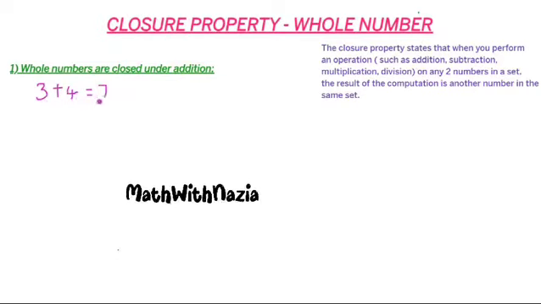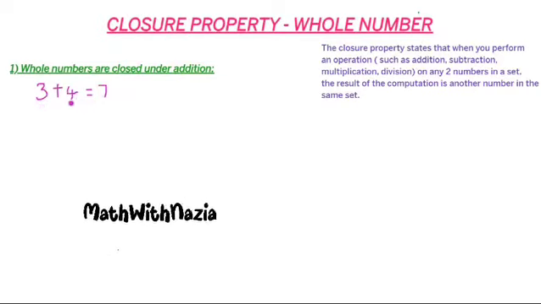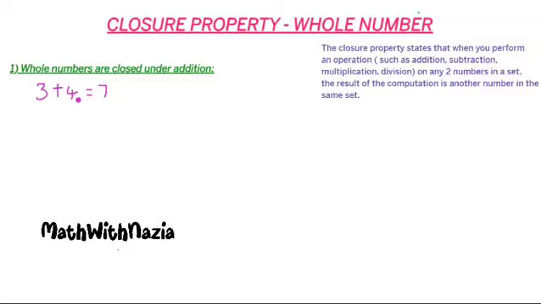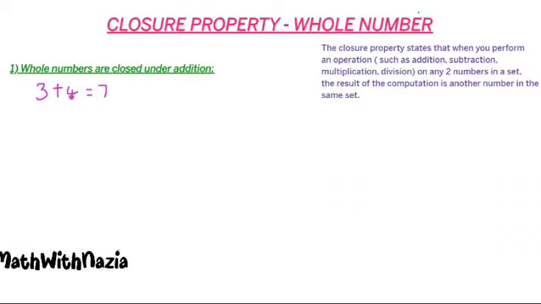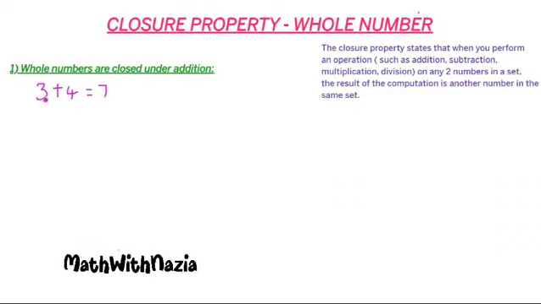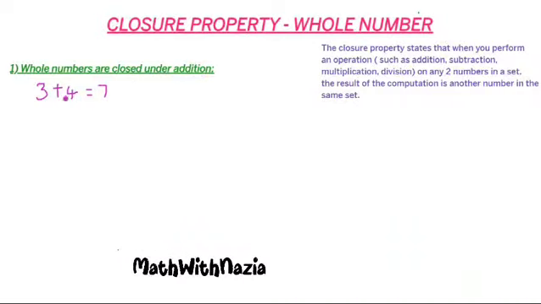So 7 is also a whole number. 3 is a whole number, 4 is a whole number. When I added these two whole numbers, I got a whole number. So when you add two whole numbers and you get another whole number, then the whole numbers are closed under addition.